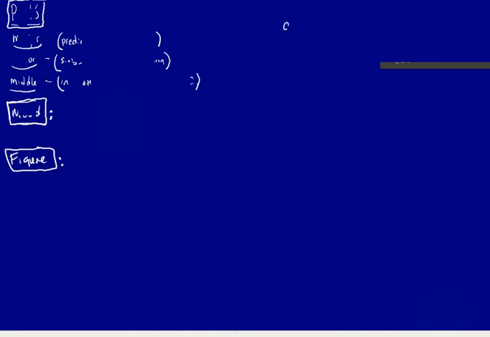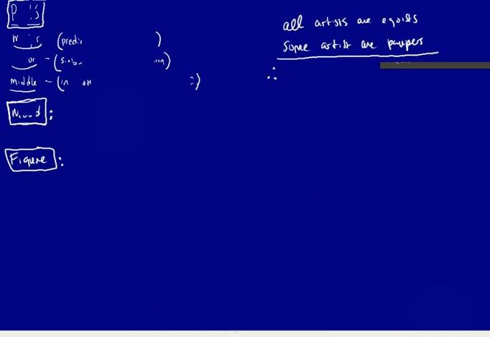So all artists are egoists. Some artists are paupers. And then, therefore, so I'm going to draw a line here. Some paupers are egoists.